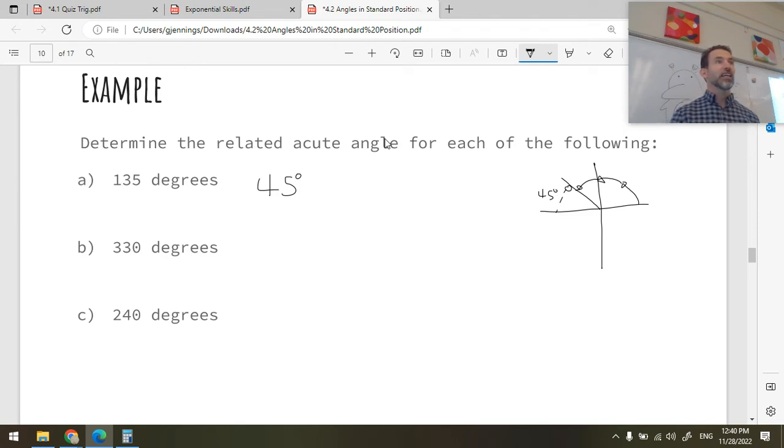360 minus 330. Yeah, that's good. Cool, so this is 30 degrees. Wait, why is the reference angle on the x-axis and not with the y-axis? Well, no, not the negative x-axis and not on the positive axis.